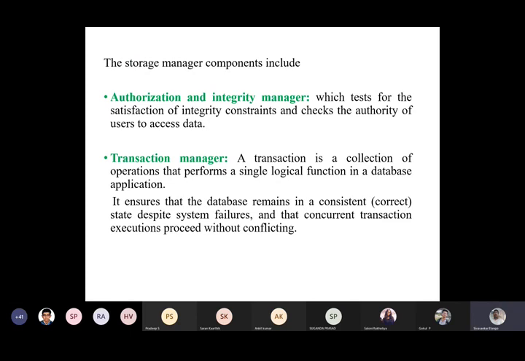It tests for the satisfaction of the integrity constraints, and it checks the authority of the user to access the data. So whether the user has read access, write access, or execute access on a particular data. It checks for the authority of the users to access the data, and it also checks for the satisfaction of the integrity constraints.